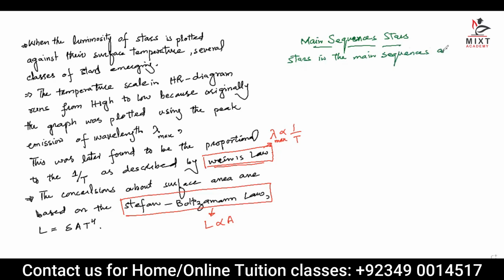So the stars in the main sequence are fusing hydrogen nuclei into helium nuclei in their core. So it means the main sequence stars are basically the stars which have the starting age.